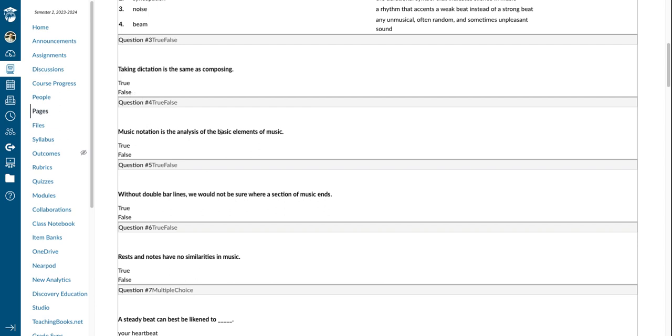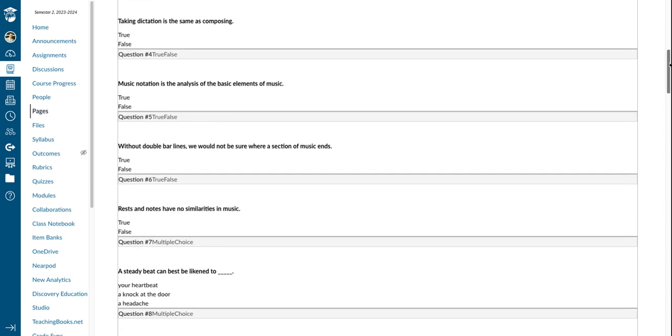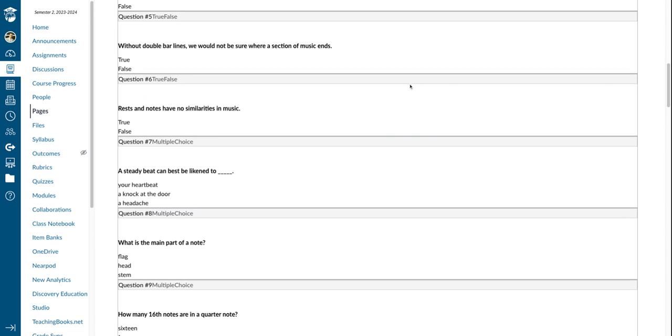Okay, so we're going over the test questions. Question 4, music notation is the analysis of the basic elements of music. We said that that was true. Number 5, without double bar lines, we would not be sure where a section of music ends. That is true. A double bar line marks the what? The end of a section of the music, right? Or the end of the music.